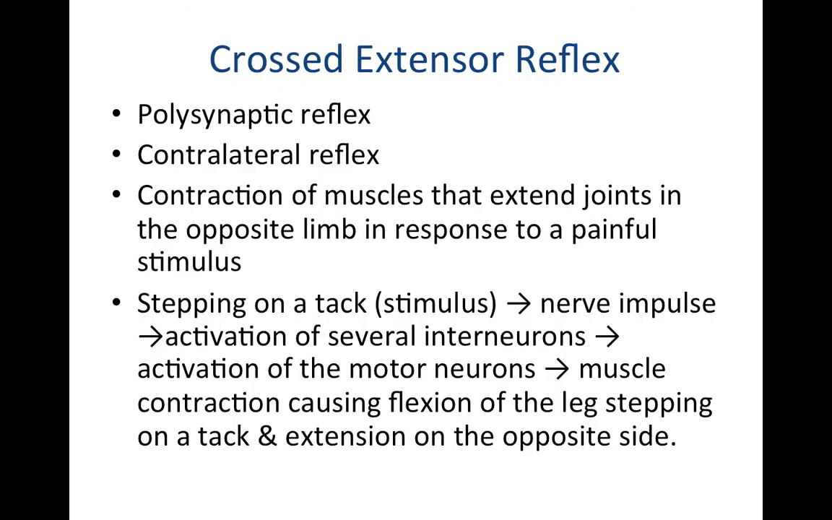The crossed extensor reflex is often seen in conjunction with the flexor reflex because if you are flexing a leg, you need to make sure that the other leg is extended so you have something to stand on and you don't fall over when you pick your leg up. This is a polysynaptic reflex. It is a contralateral reflex, which means that it involves the other side of the body. So we're going to see crossing over in the spinal cord. We're going to see moving to the other side. It is going to cause contraction of the muscles that extend the joints in the opposite side.